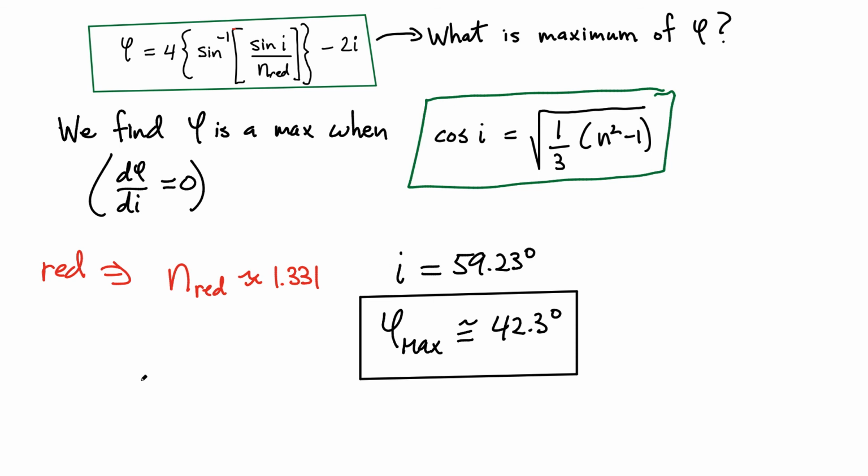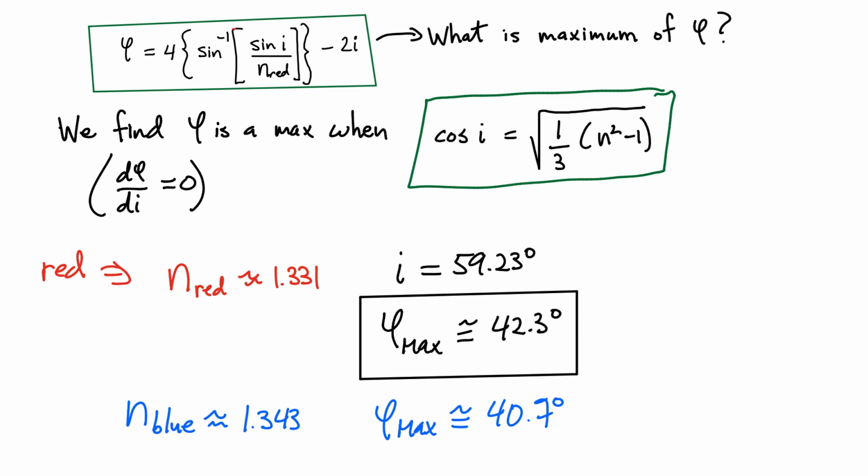Now, if you did blue, for example, blue has a different index of refraction. The index of refraction is a little bit bigger. It's 1.343 approximately. And if I do that, what I'm going to find is that the maximum angle for blue is a little bit less. It's 40.7. It's not as big as red, and that's really important. So now let's compare both of these water droplets.